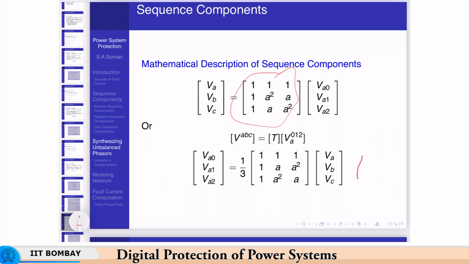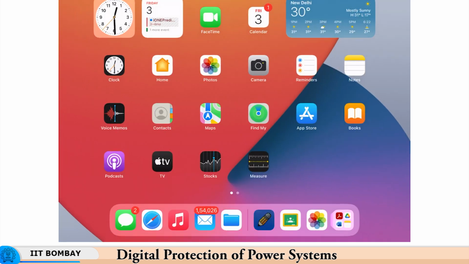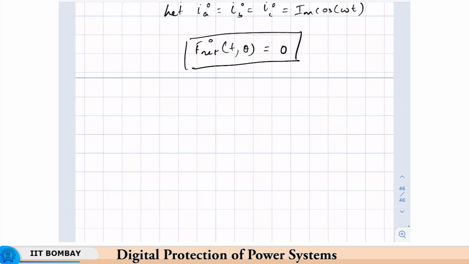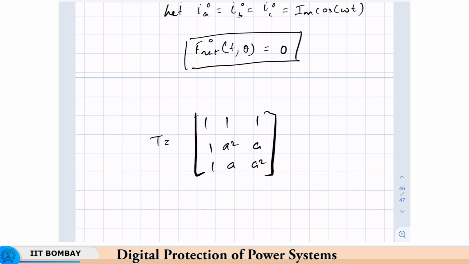Why is that? You can verify this, and you do not have to actually find the inverse. What is our T matrix? 1 1 1, 1 a square a, 1 a a square. It is made up of all constant elements, and the thing to note here is that the rows and columns are orthogonal to each other. So, if x i and x j are the rows, then x i transpose conjugate x j is equal to 0. Since this is a complex matrix, these entries are complex. If the entries were real and the rows and columns orthogonal, you would simply get x i transpose x j equal to 0. But since the entries are complex, we need to do a conjugation also.